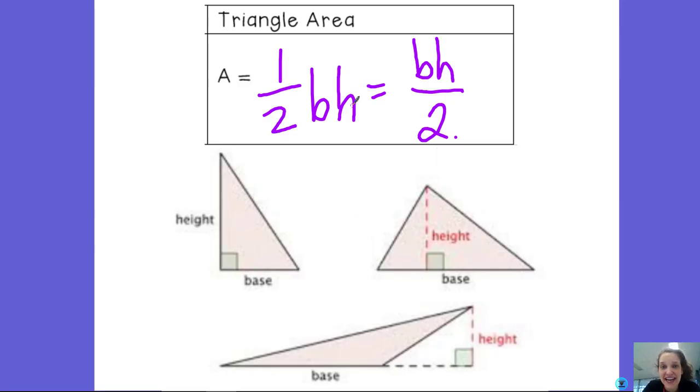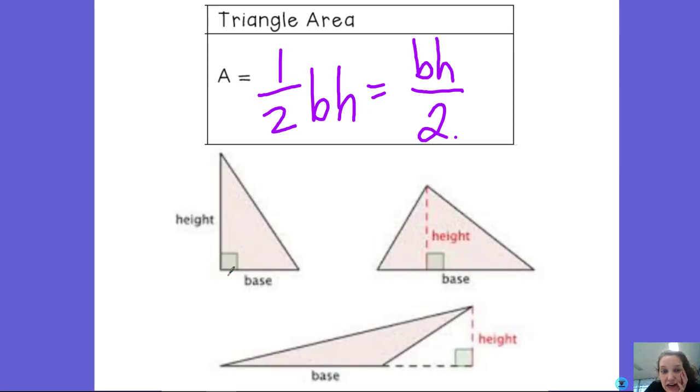We're multiplying the base and the height, and either multiplying it by 1/2 or dividing it by 2. These are the same thing, so whichever way you prefer is great. And just like the base and the height had to be perpendicular in a parallelogram, the base and the height have to be perpendicular in a triangle.